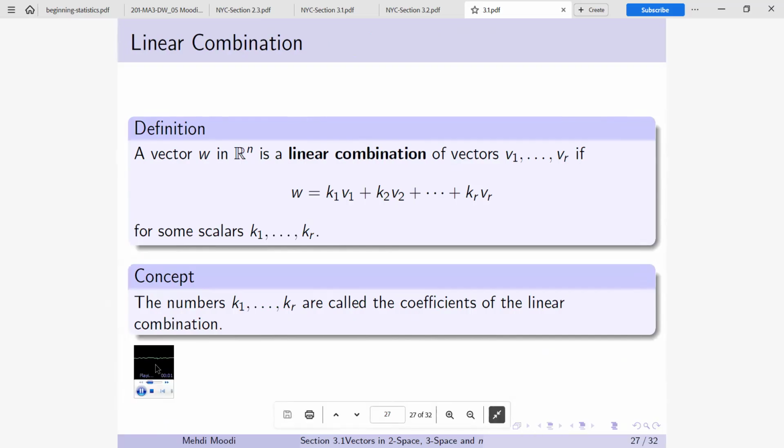A linear combination means building one vector from other vectors using scalar multiples and addition. It is basically vector cooking. Choose ingredients, choose amounts, stir.